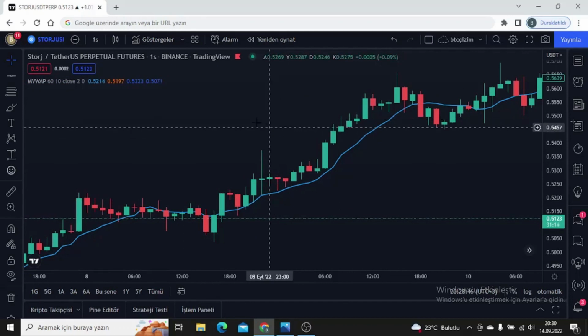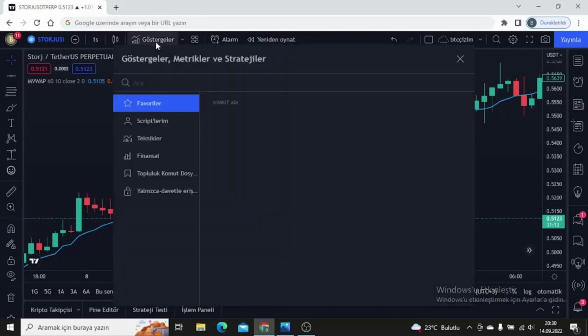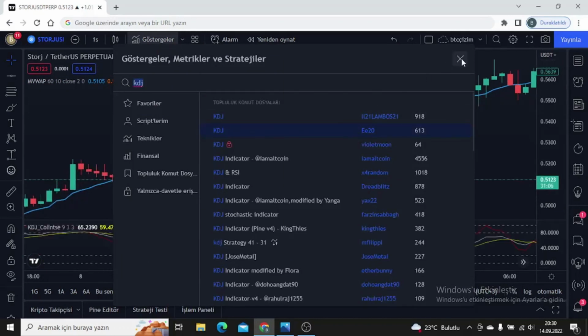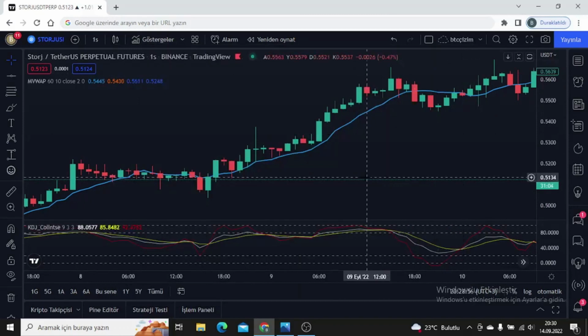Now another issue is the second indicator that we can confirm this. This is the KDJ indicator, friends. From here, I click this indicator once. And it is opened up. What is the KDJ indicator? It's a stochastic version. It contains 3 values.